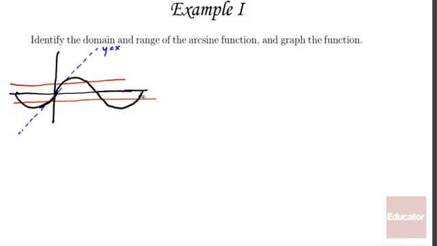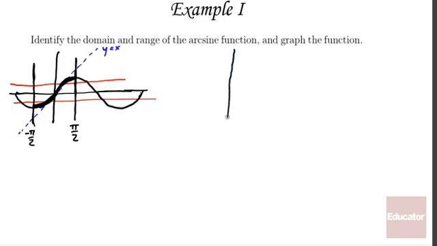The way we solve that is by not using all of the sine graph. We just cut off a piece of the sine graph that will pass the horizontal line test. So I'm going to cut off a piece of the sine graph from negative pi over 2 to pi over 2. And if you just look at this portion of the sine graph, you see that it passes the horizontal line test. And that means we can take the inverse just of that part of the sine function.